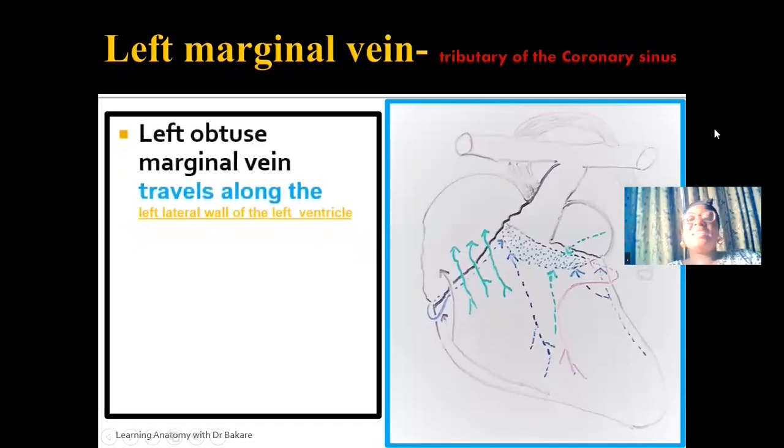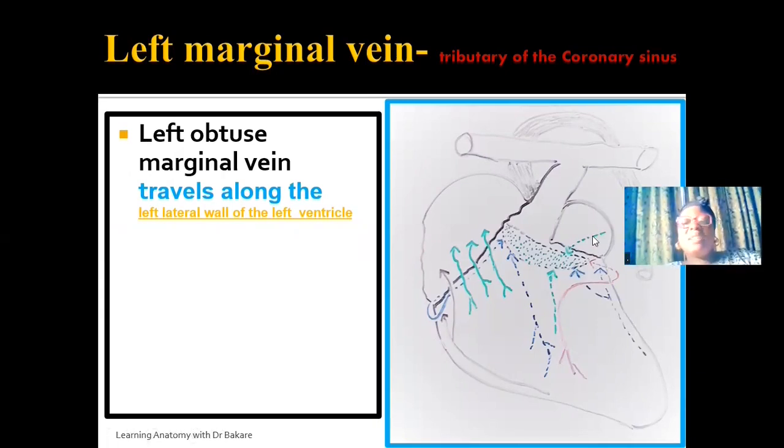Then the next tributary is the left marginal vein. Remember, we talked about the left marginal vein in our previous slide when we described the great cardiac vein. We said that the left marginal vein can also be seen to drain into the great cardiac vein, or can be seen to be drained directly into the coronary sinus. And we'll be talking about the left marginal vein as one of the tributaries of the coronary sinus with this slide. And this is where it drains directly into the coronary sinus.